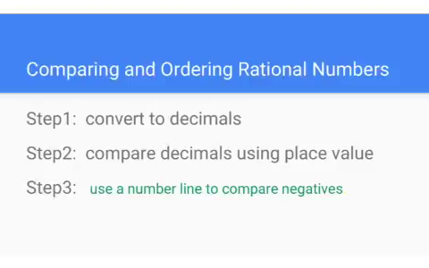Let's look at some steps for comparing and ordering rational numbers. Step one, the best thing to do is convert all of them to decimals. You're going to see some fractions, some whole numbers, percentages, and some decimals, but if they're all in the same format, such as decimals, they're easier to compare. Step two says to compare the decimals using place value. You may need to be reminded, but we'll look at some decimals and how to compare them. And then we need to use a number line to compare negatives. We will be introducing negatives in our rational numbers, so we need to make sure we understand how to compare them as far as which ones have the greater value.